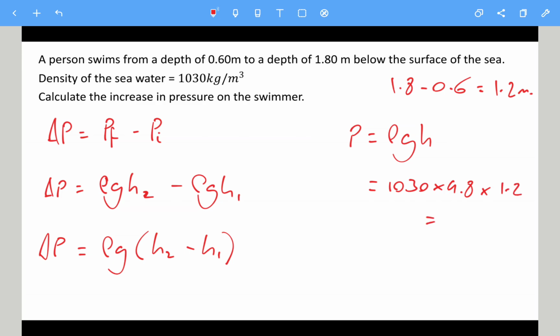So that gives us a pressure that's equal to the first answer, which is 12,113 pascals. So it gives you the same answer, give or take any rounding errors. It's up to you how you do it in the exam. The second way is obviously quicker.